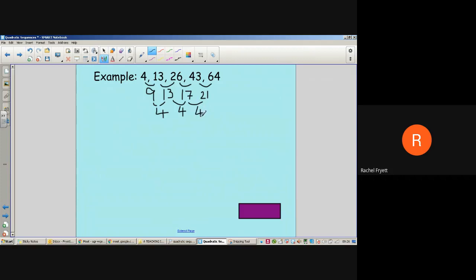We know it's quadratic if the second difference is the same. So if you want to write down a step 1, you want to find the second difference.